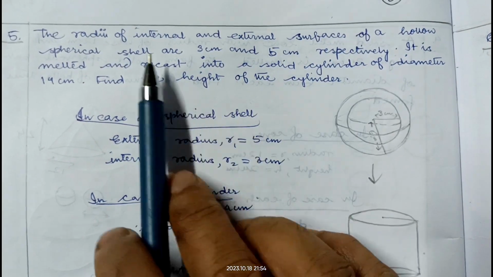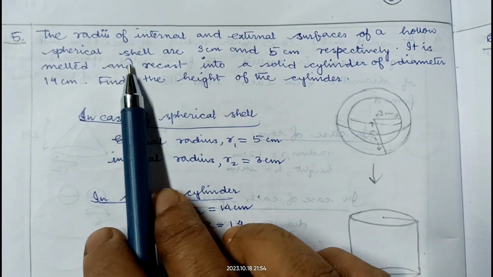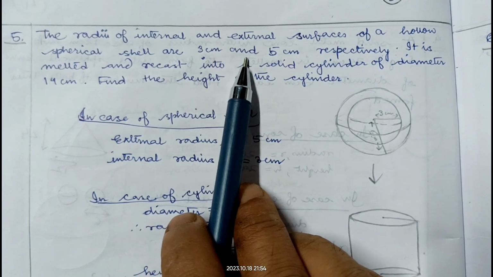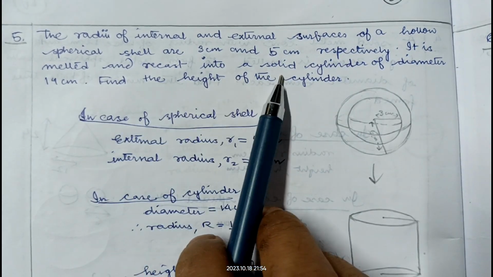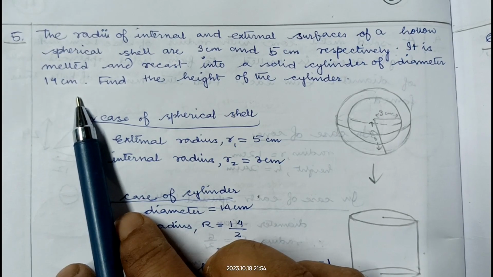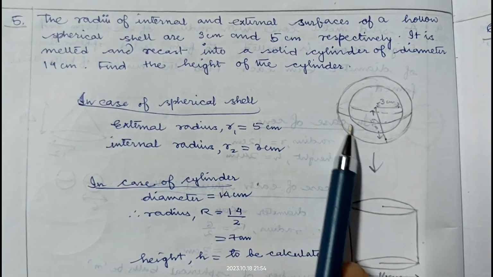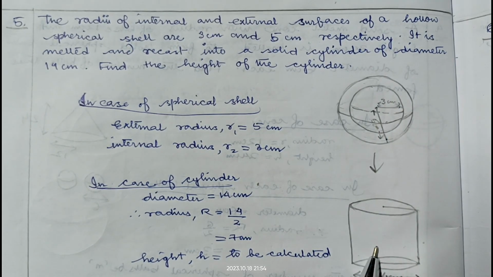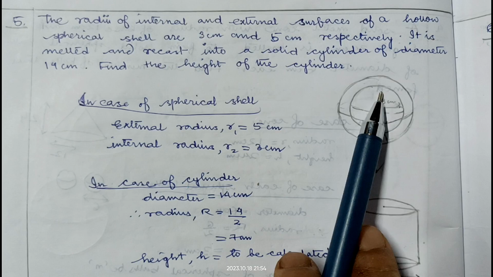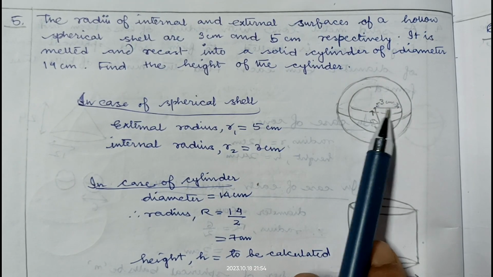Now question number 5. The radii of internal and external surfaces of a hollow spherical shell are 3 cm and 5 cm respectively. It is melted and recast into a solid cylinder of diameter 14 cm. Find the height of the cylinder. In this question, one spherical shell is taken, it is melted, and after melting we got this cylinder. In case of spherical shell, external radius is 5 cm and internal radius is 3 cm.